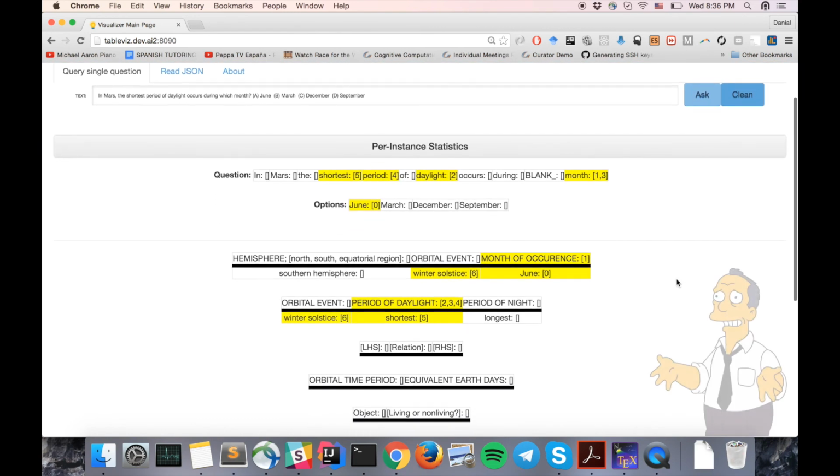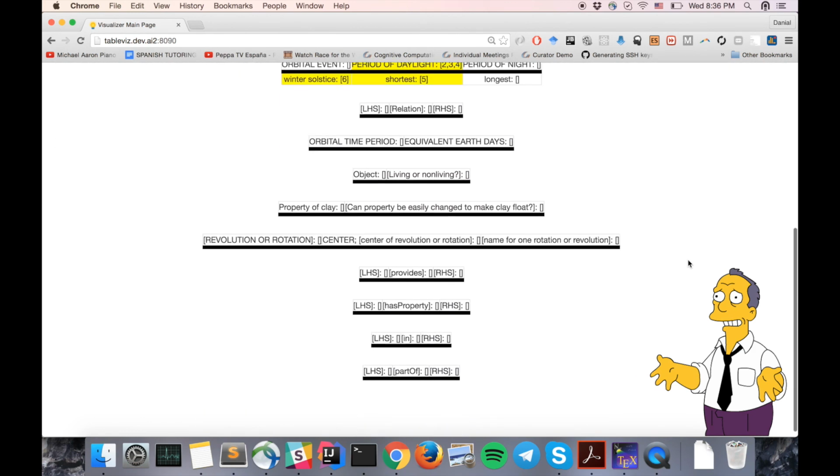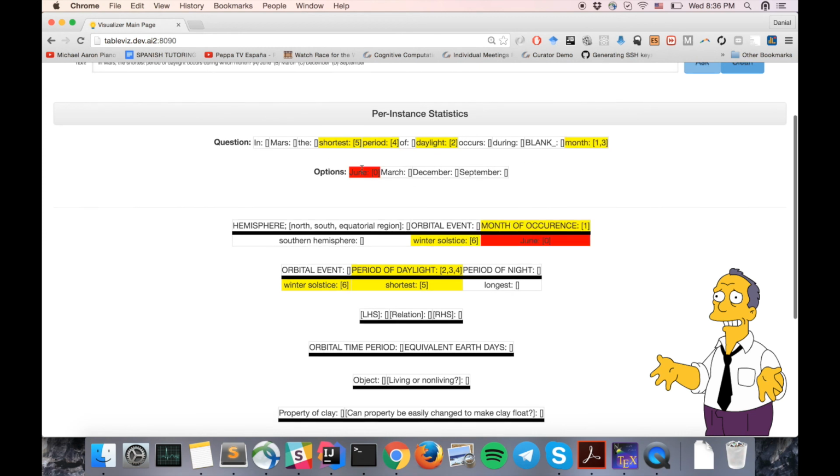Here we go. We wrongly choose one of the options. And the reason is, we have a spurious alignment between some of the tables and one of the options, which causes us to wrongly answer this question.